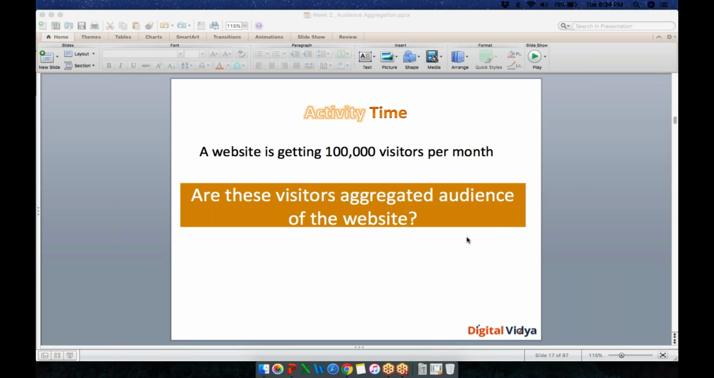Yeah, definitely. But right now, the question is not whether the subscribers are also visiting back. The question is, if a website is getting 100,000 visitors per month, are these visitors an aggregated audience? Unless these visitors have shared their phone numbers or email IDs, or these days you must be seeing this pop-up when you go to a new website that says this website wants to send you notifications, block or allow.